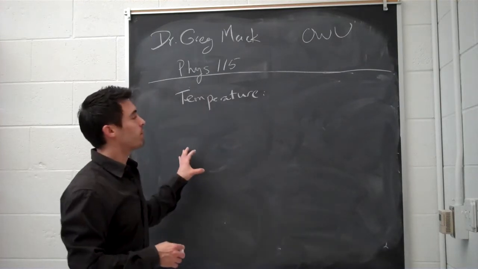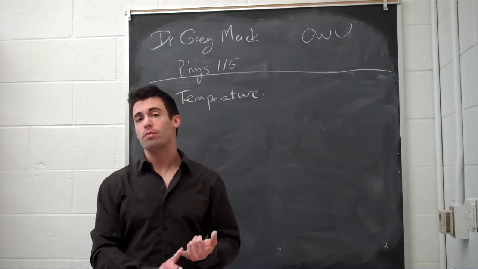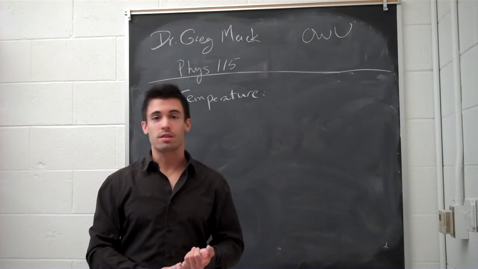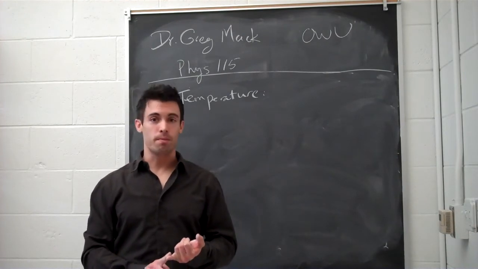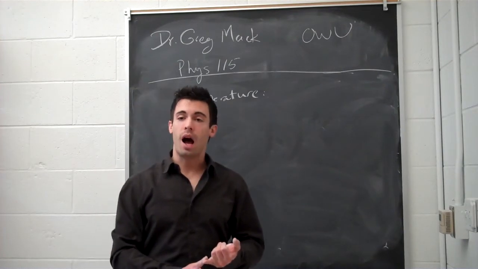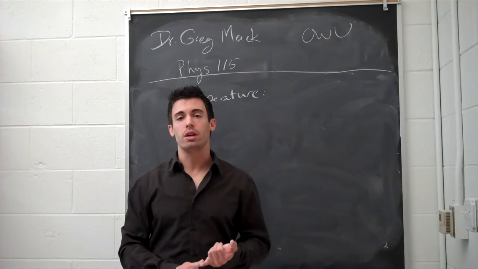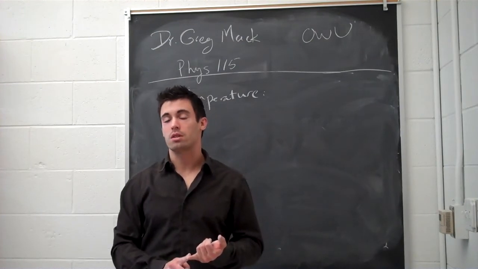And so that is defined by the Zeroth Law of Thermodynamics, which says that if object A is in thermal equilibrium with object C, and object B is in thermal equilibrium with object C, then objects A and B are also in thermal equilibrium, and the property that is shared among them is their temperature.